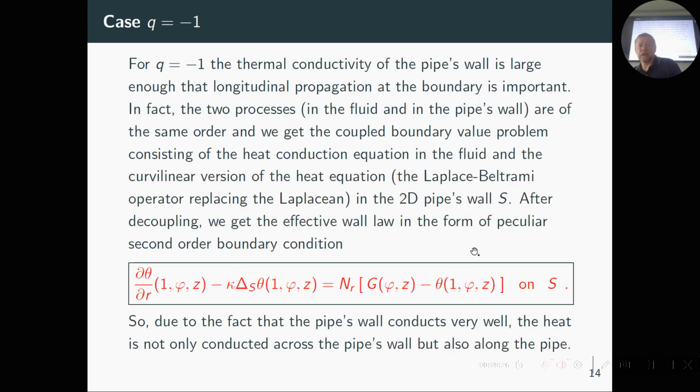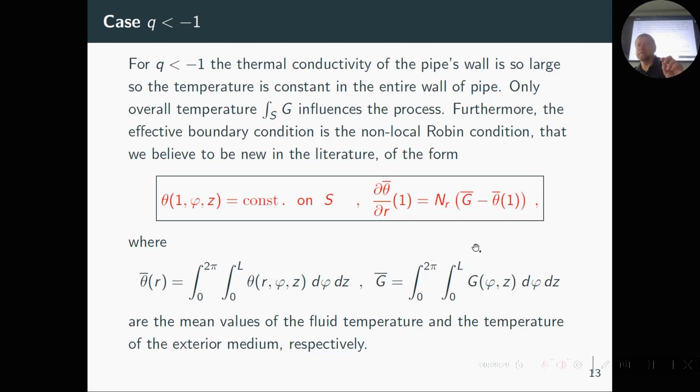Now, those are mean values, meaning we are taking integrals. And as I told you before, it basically means that the process in the wall of the pipe is so rapid that the temperature stabilizes to some constant value. And then this constant temperature outside satisfies this mean kind of boundary condition. Now, this is a model that's not known in the literature. And we don't really know how physical it is.